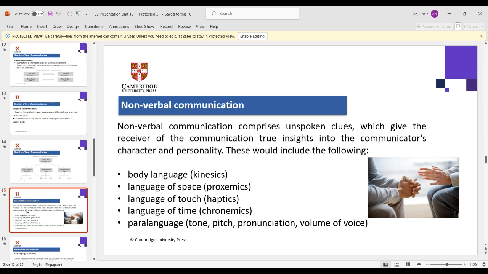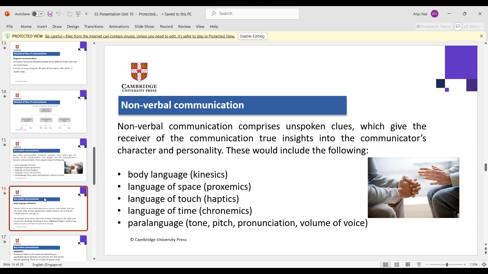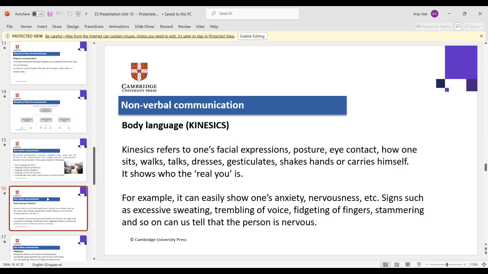So another form of language which expresses these aspects. Kinesics, as I told you, because we covered all this, just for your information, refers to the use of your gestures, the way you stand, the way you walk, open gestures, the way you place your eye contact, the posture, how you sit, how you talk, how even one dresses, the colors that you use, how you shake hands, how you carry yourself, how you express things. So it shows the real you, who you really are. That is what body language, or kinesics, is all about.